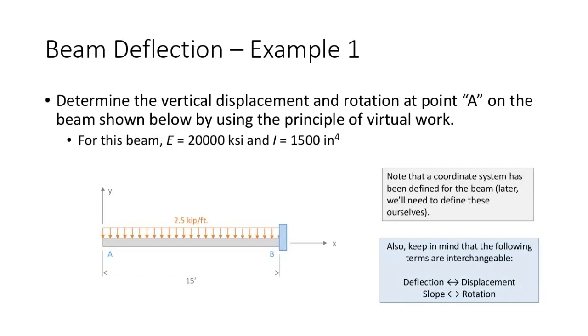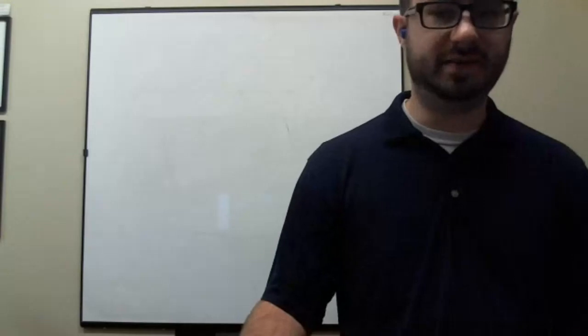Okay, so we're gonna determine the vertical displacement and rotation at point A on the beam shown by using the method of virtual work. I've given you the E value, I've given you the I value, and we're going to determine how much that beam displaces and rotates. Now, one thing to note is there's a coordinate system on the beam. I'm giving it to you now. Later on, we'll define it ourselves, and there's some ways that you can do that to make your life a little easier. Let's jump right into it.